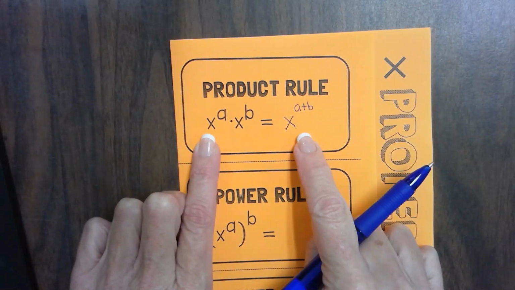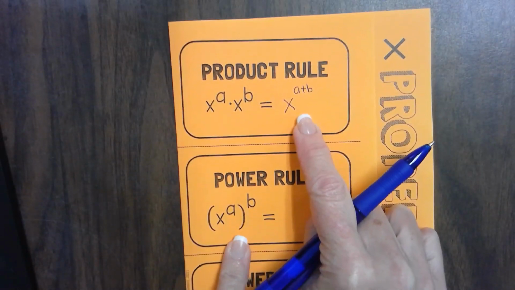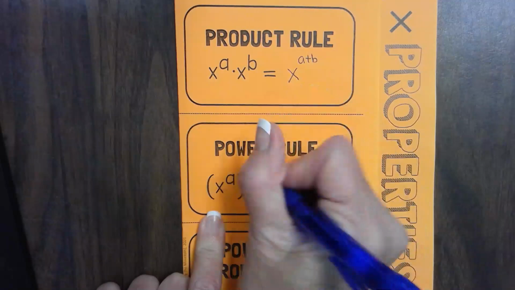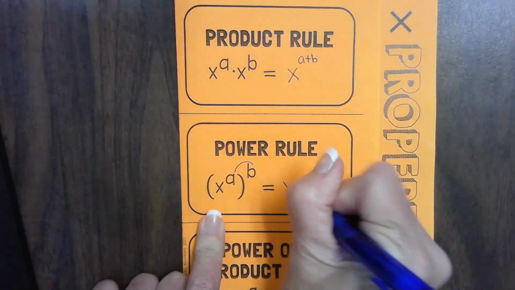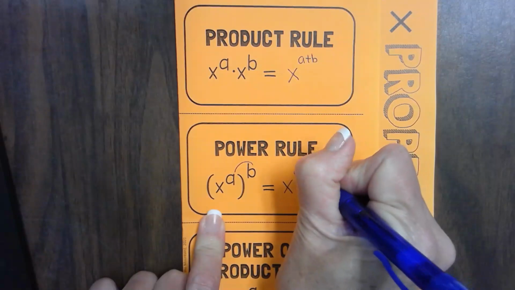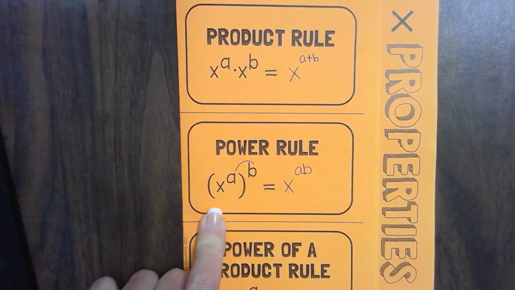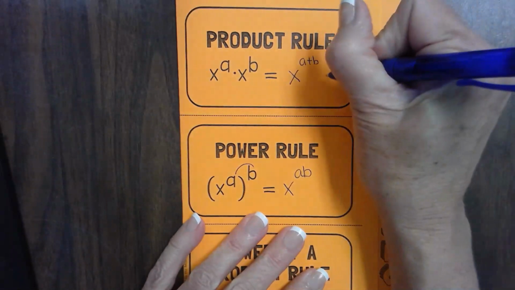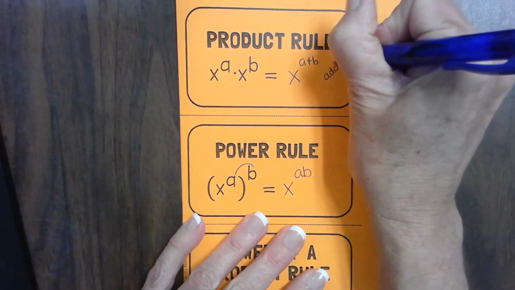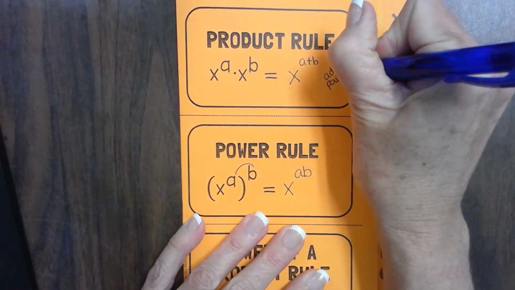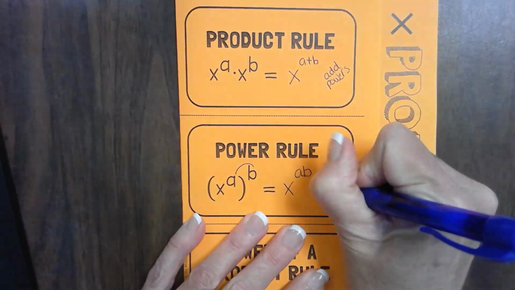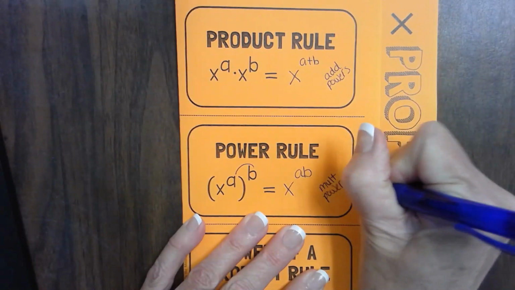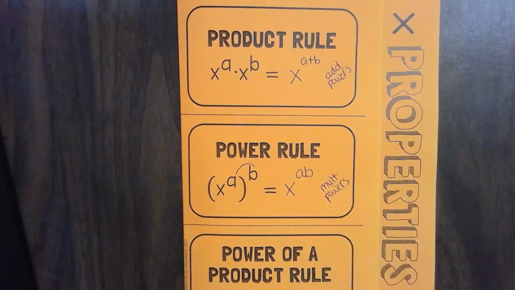And we've already done this one. Okay, the power rule, that's where you've got that little power sitting outside. In this one we multiply powers. So you would just write ab, which means a times b. So we're multiplying powers. And if you want to, you could write it here, add powers. And here we multiply the powers. Some of you know these and don't need to write that down, but okay.